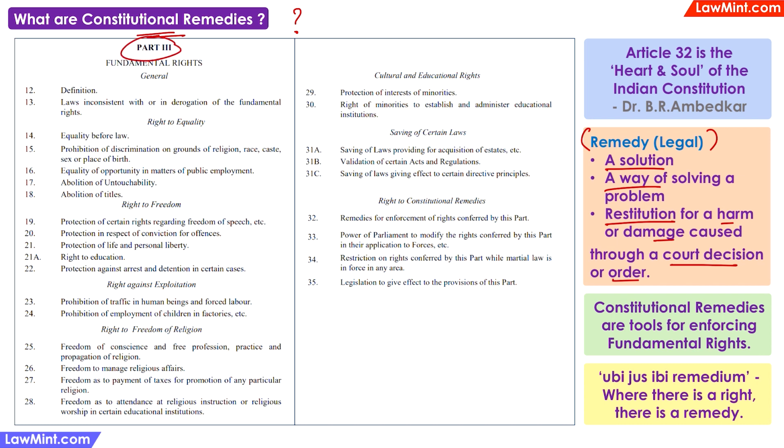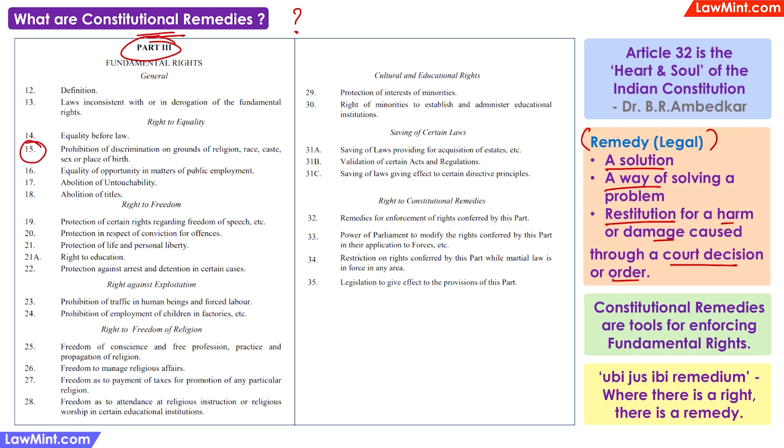Part 3 of the Constitution guarantees several fundamental rights. These fundamental rights are primarily enforceable against the state, mainly against the legislative and the executive. Now, what happens if these fundamental rights are violated? For example, if a person is facing discrimination due to religion, caste or sex, that would be against the person's fundamental rights as guaranteed under Article 15.